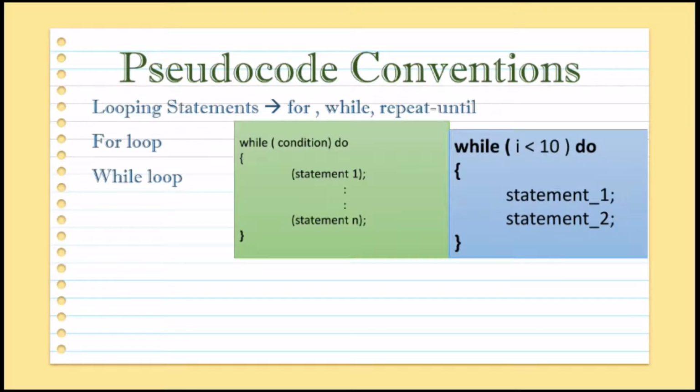So here first condition is tested, that is if I is less than 10 is true, then the statements present in while block will be executed. This block of statements will be executed till the condition is true.